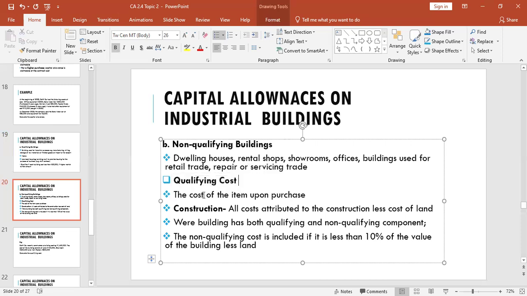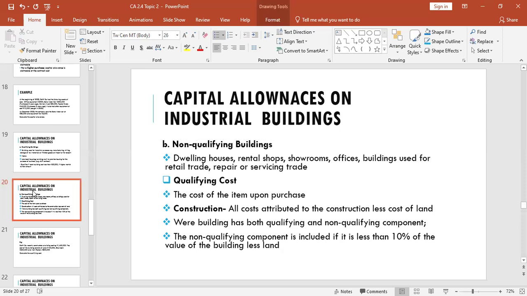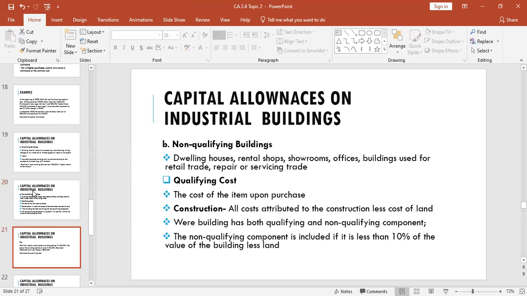Then I also talked about the qualifying cost. The qualifying cost is the cost of an item upon purchase. When you construct, the qualifying cost is all the cost attributed to the construction less the cost of land. Where the building has both qualifying and non-qualifying components, the non-qualifying component is included if it's less than 10% of the value of the building. Are we together?